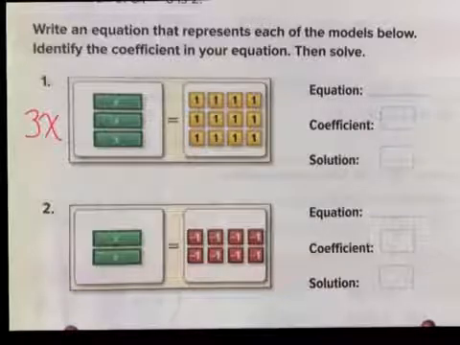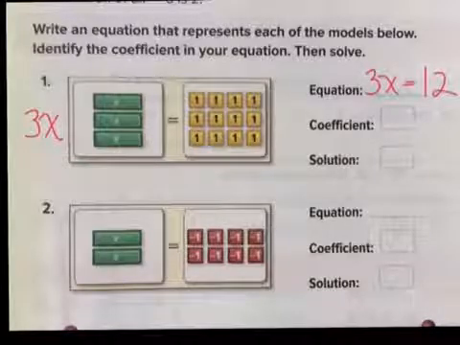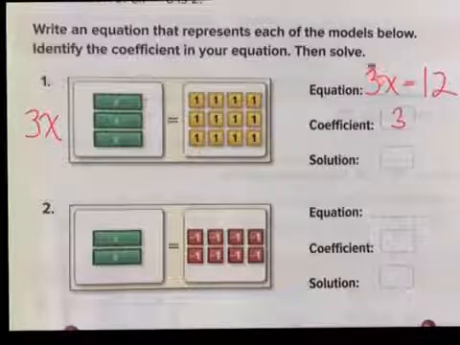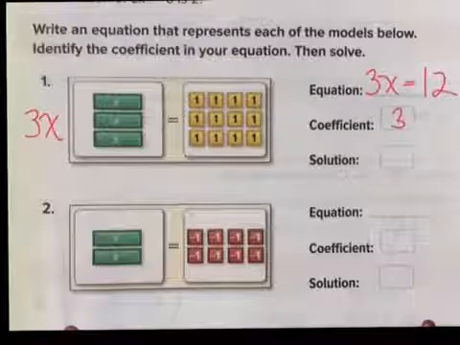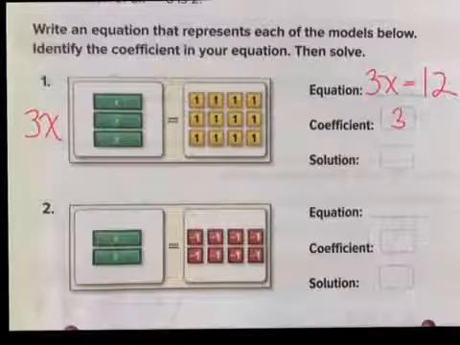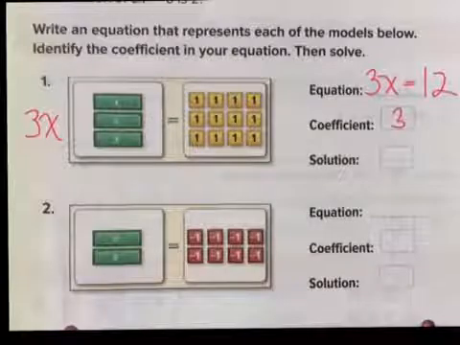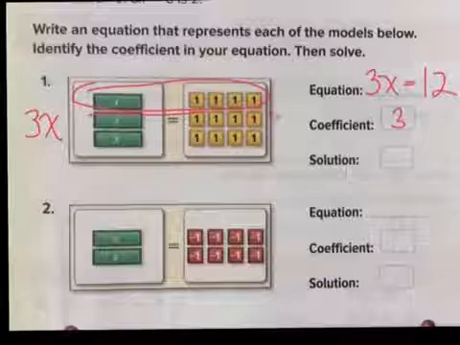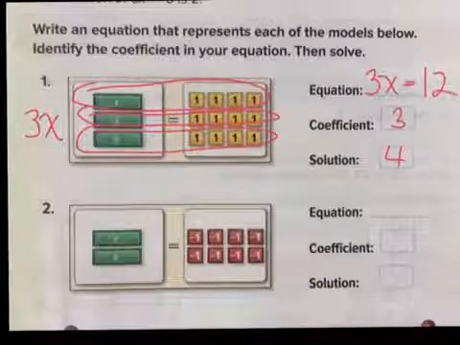So how would we write that? Well, we'd write that as 3x is 12. The coefficient being the 3, as we identified before, is the number that's codependent on the variable. And our solution, well, 3 times a number equals 12. 3 times 4, right? And you can see it here, that every x equals 4. This x equals 4, and this x equals 4. So our x simply equals 4.